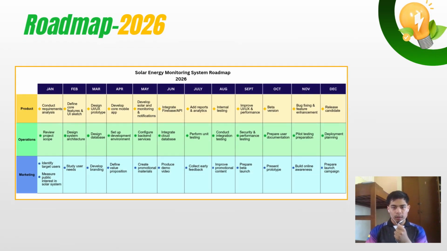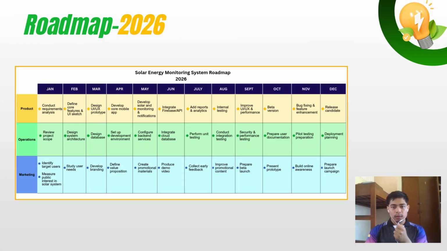The roadmap diagram explains how the solar energy monitoring system will be developed and improved across 2 years, which are the years 2026 and 2027. The roadmap is arranged by monthly activities, so the progress can be seen more clearly from planning, development, testing, release, and support. It is divided into three parts, which are product, operations, and marketing. Product focuses on the system and features. Operations focuses on technical setup and testing, while marketing focuses on user awareness and feedback.